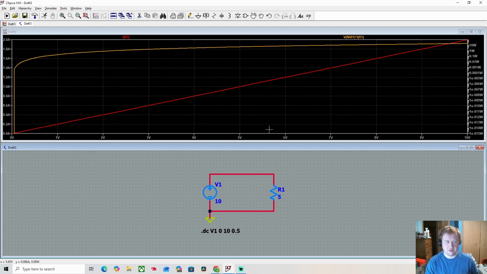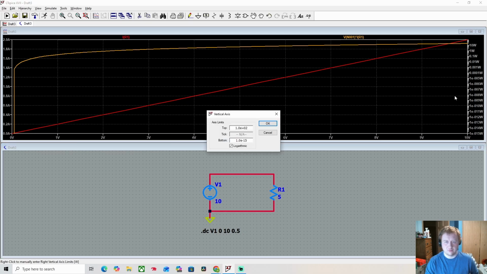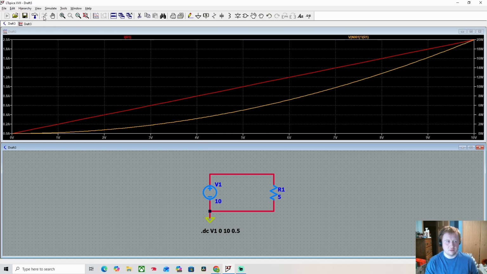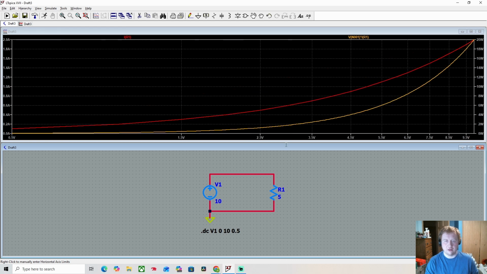Did I scale the right thing? No. Oops. Sometimes you have to rerun the simulation. Maybe it would be the voltage? Yeah. So if I change the voltage into a logarithmic scale, it kind of looked weird when I scaled the wattage that way.